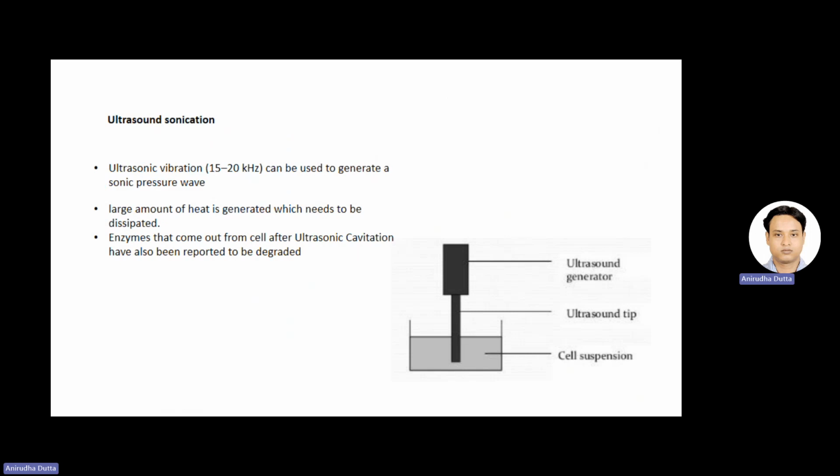Ultrasonic sonication is for laboratory scale. We use ultrasound vibration of 15 to 20 kilohertz, and that creates a shearing force in the solution, which can rupture the cell membrane and extract the protein from the cell envelope. But there are two limitations of this technique. First of all, you cannot scale up this technique. This is for laboratory scale, and it cannot be a continuous method.